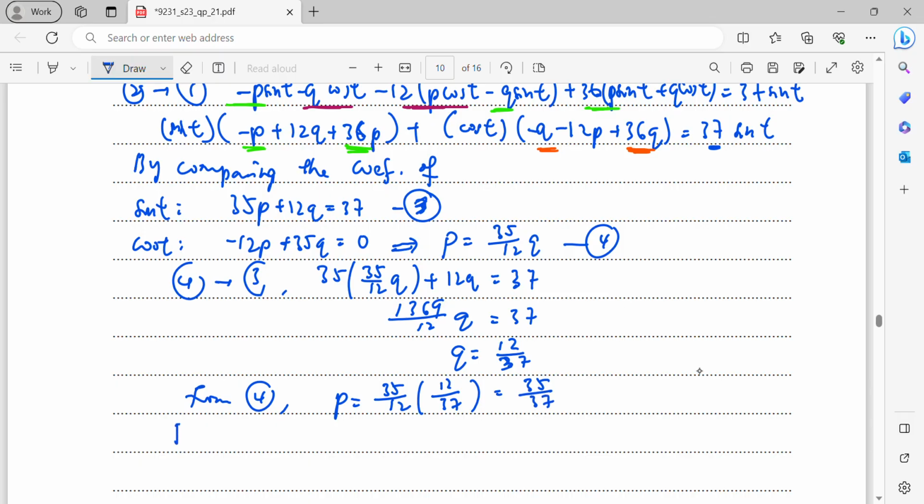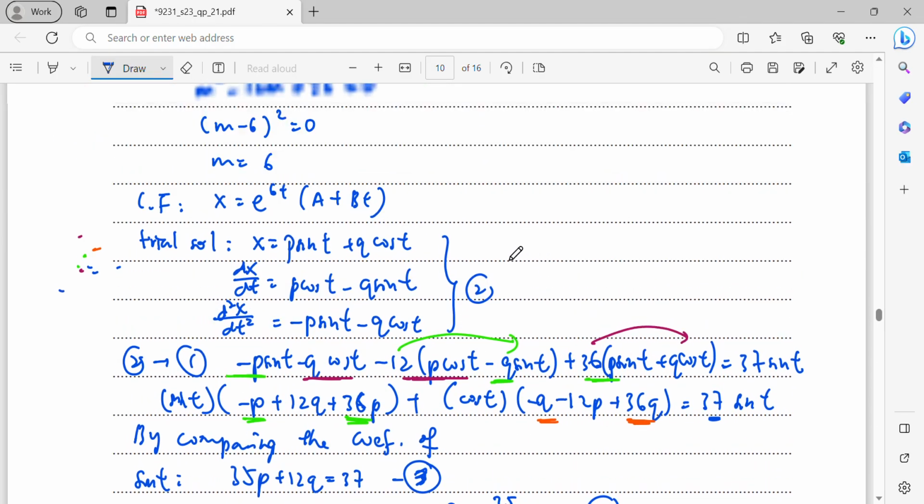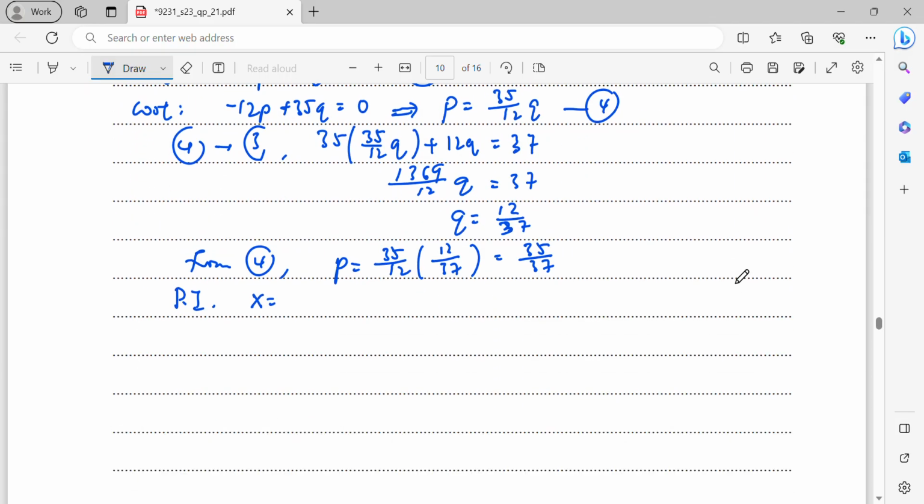Now your particular integral, x, refer back to here, is p sine t plus q cos t. So replace the p and q that you have found. The p is 35 over 37 sine t plus 12 over 37 cos t.